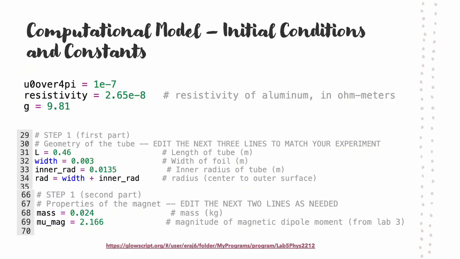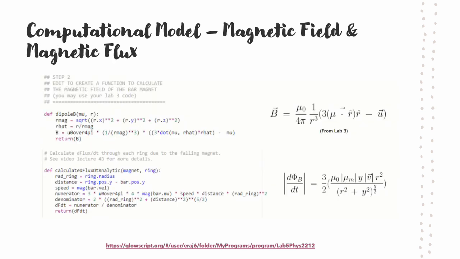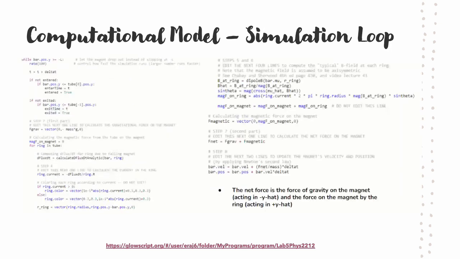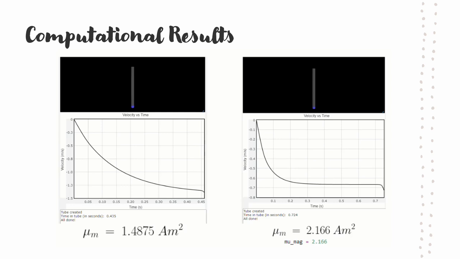You can see the code I wrote on the screen that helped me with the calculations. This is the code I wrote to calculate the magnetic field and magnetic flux. You can see the remaining GlowScript code on the screen. Based on the results I got from the GlowScript calculation, you can see the computational results in the form of graphs, and you can see the values below each of the graphs.